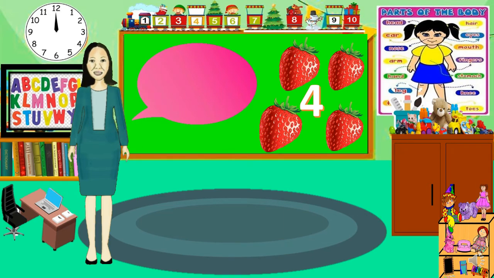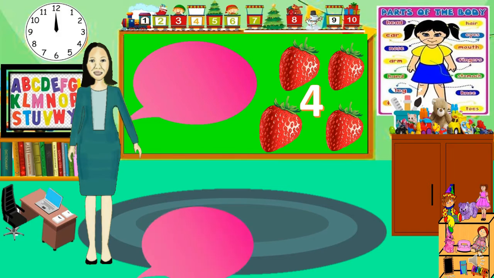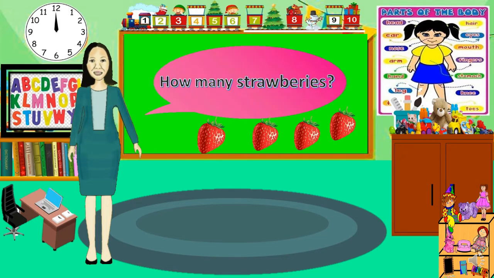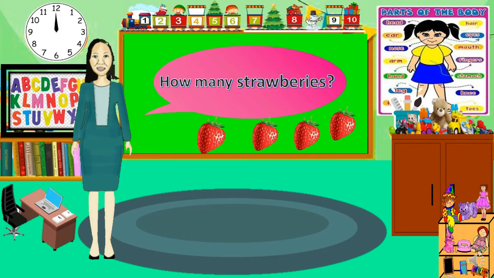1, 2, 3, 4, 5. What is your question? Did you ask already? What is it? How many strawberries? If you ask this question, you are correct. How many strawberries? This time I want you to count the strawberries.